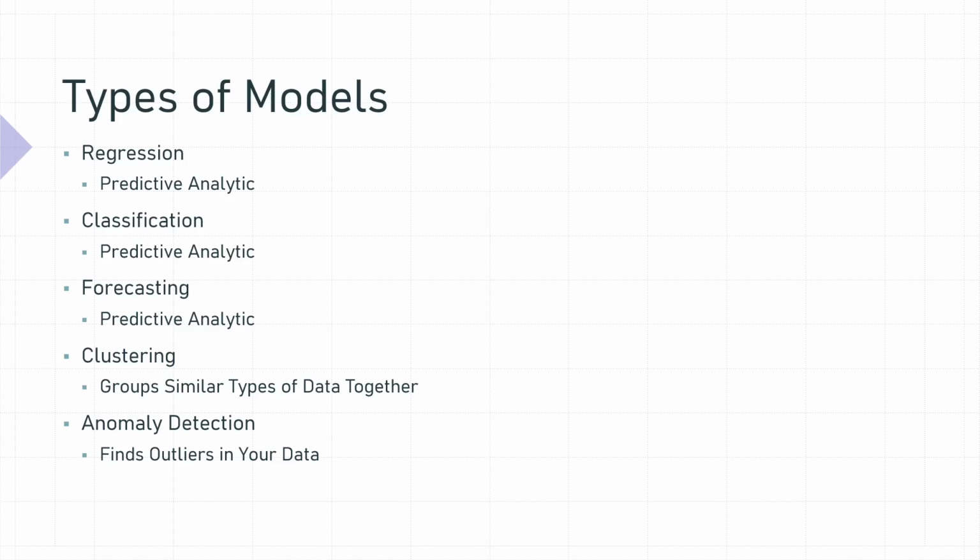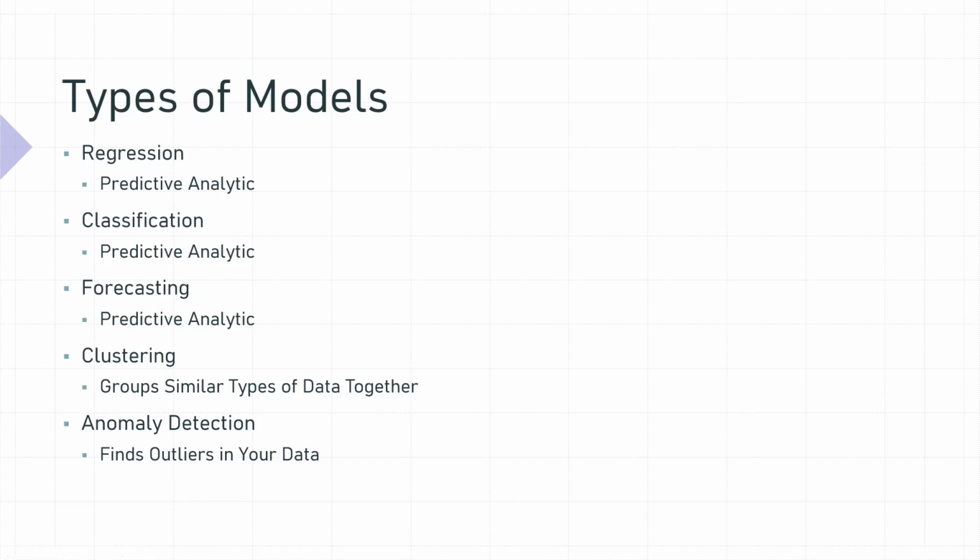Is it a regression model? Is it classification? Is it forecasting? Is it clustering, or is it anomaly detection? And these first three here, they're kind of predictive. We're going to discuss each one of these, and I'm going to give a definition to them. Clustering is grouping similar types of data together, and anomaly detection is finding outliers in your data.